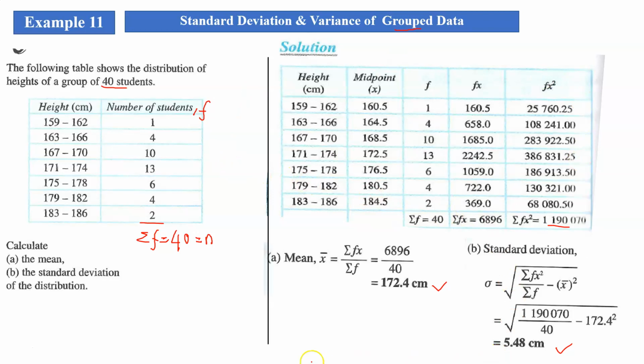Okay. So that's it for the variance. That one is for standard deviation. So if you are asked to find the variance, you just square the standard deviation. Okay. So that's all for our chapter 7, statistics.